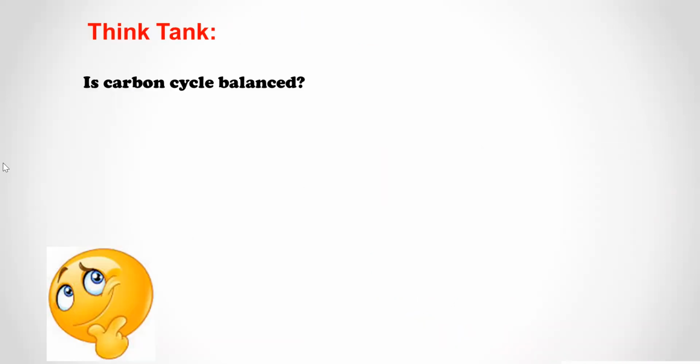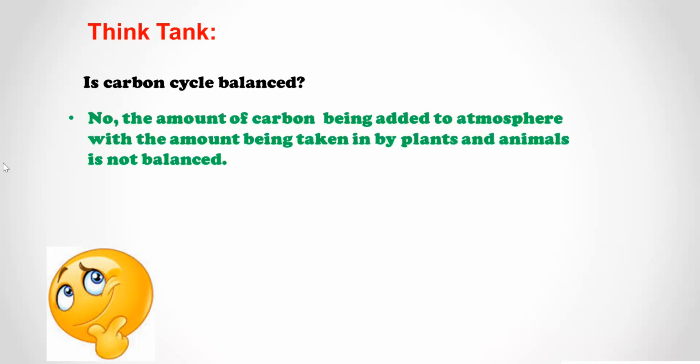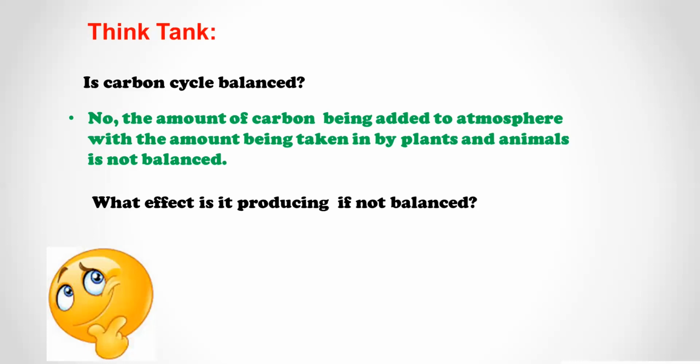Is the carbon cycle balanced? No. The amount of carbon being added to the atmosphere compared with the amount being taken in by plants and animals is not balanced. It's more, and more is entering the atmosphere. So that's why it's not balanced. The next question is, what effect is it producing if not balanced? We know that it's not balanced, right? But what effect is it producing? You can write that in the comment box.